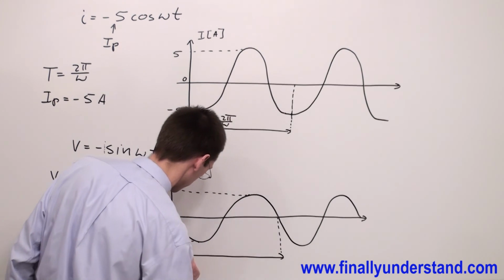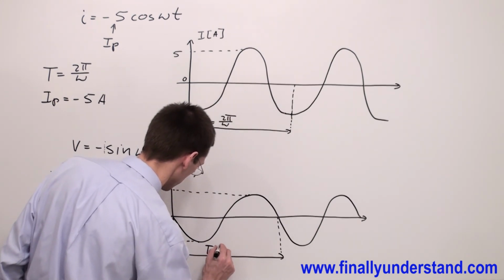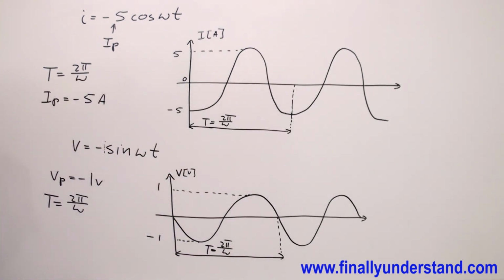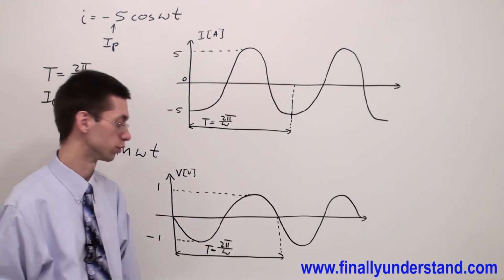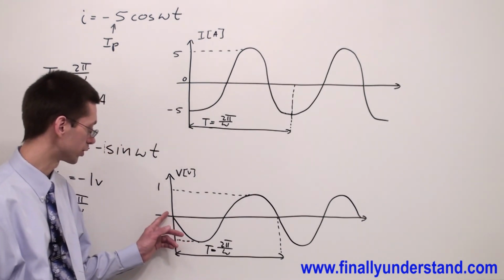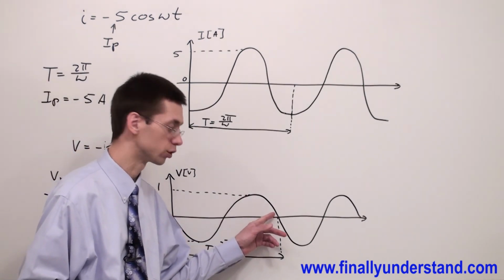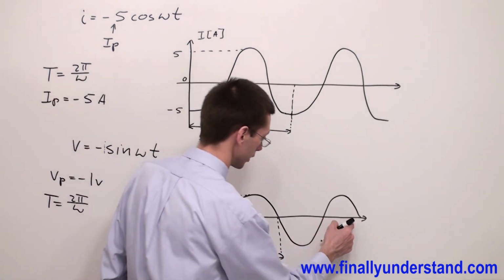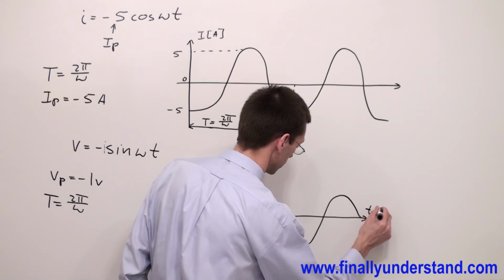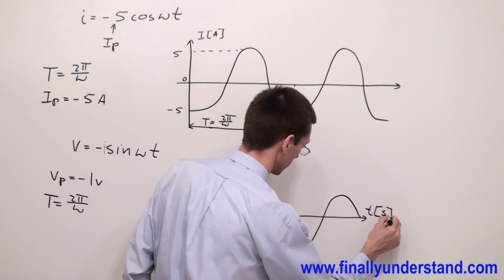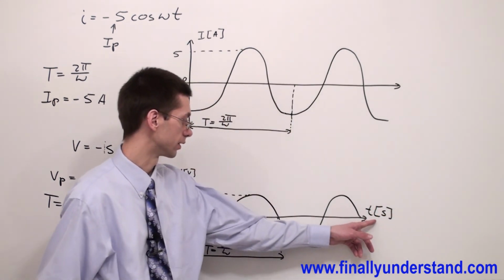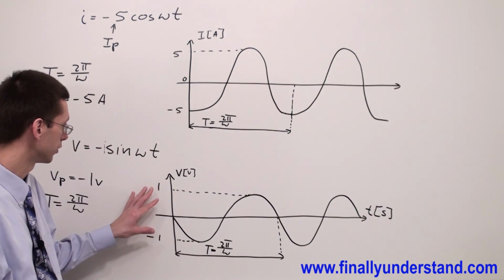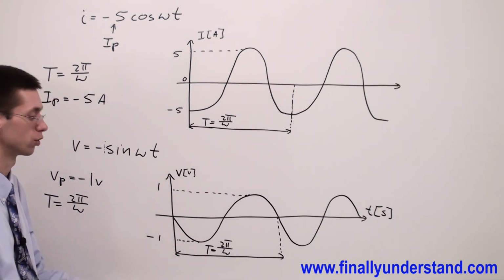My period T is equal to 2 pi over omega. Remember, the period is the time required to finish one full cycle, and one full cycle is the part of the wave which constantly repeats. And remember, the x-axis is my time, in seconds. I measure the time in seconds. We got the period, we got peak values, we have 2 cycles. This is the solution to my problem.